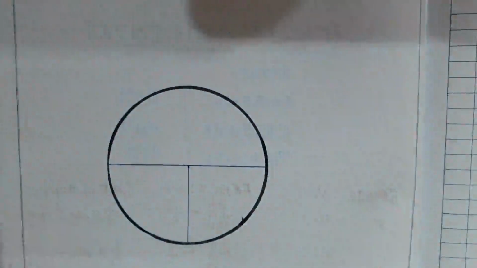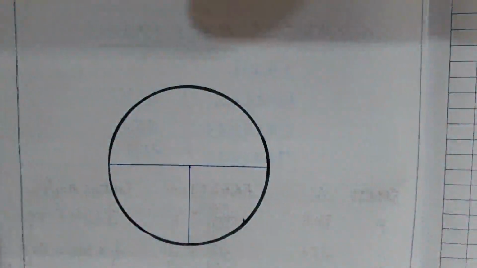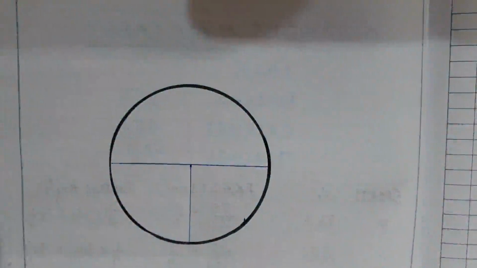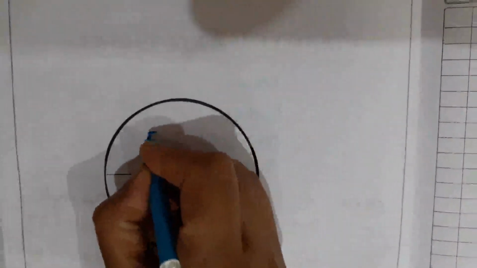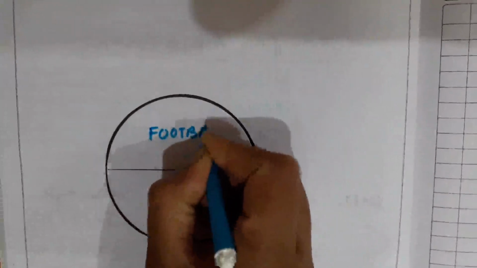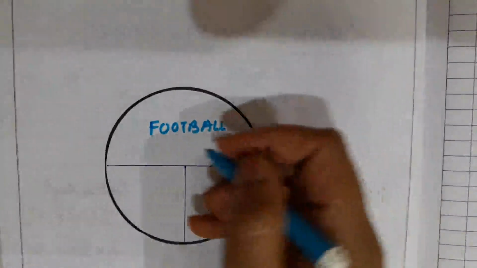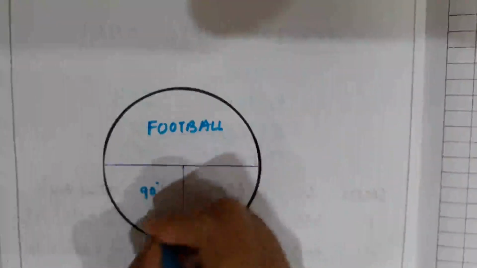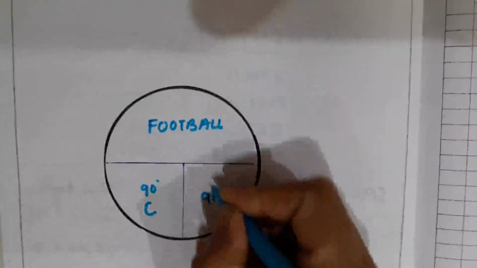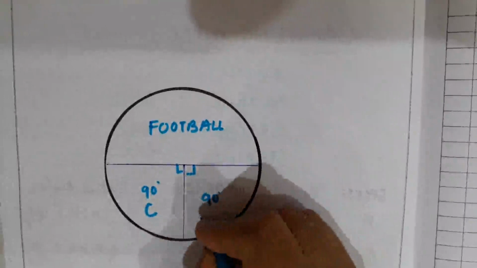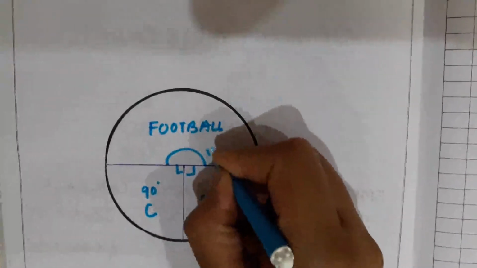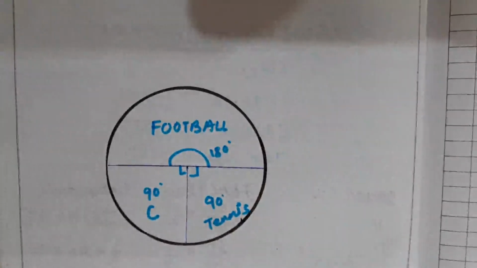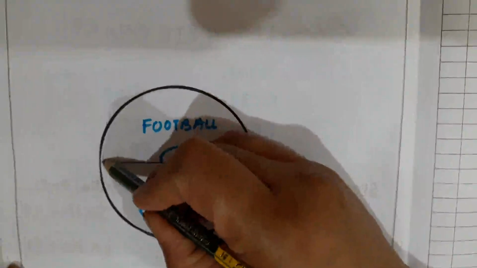Okay, so with the help of this you can easily draw the pie chart. Let's make it. So 180 represents football and 90 degrees represents cricket. This 90 degrees represents tennis, and this whole 180 represents football. So in this way you can easily draw the pie chart, or you can decorate it also.